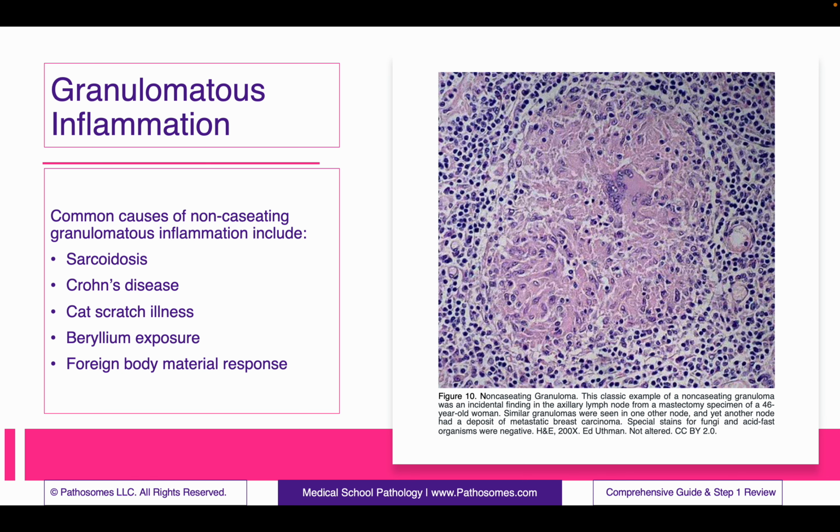Common causes of non-caseating granulomatous inflammation include sarcoidosis, Crohn's disease, cat scratch disease, beryllium exposure, or foreign body material response. The image to the right here shows a non-caseating granuloma. We know it's a granuloma because we have a number of giant cells and this amorphous eosinophilic material, but we don't have any central necrosis. That's why we can say it's a non-caseating granulomatous inflammatory process.